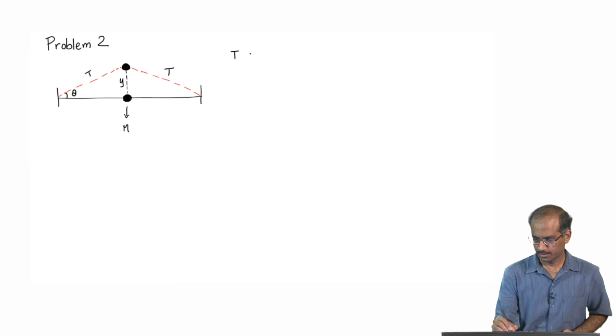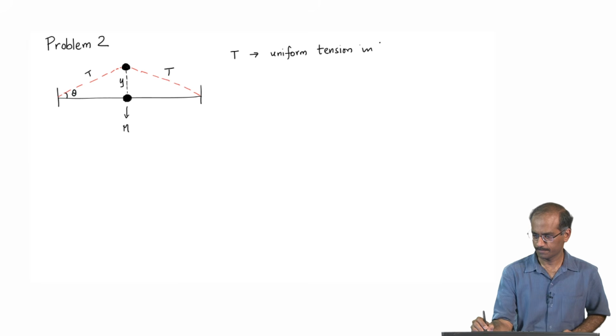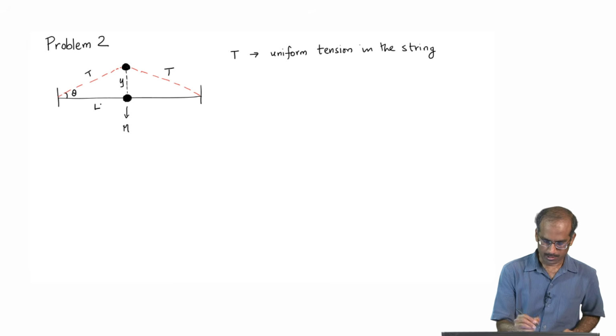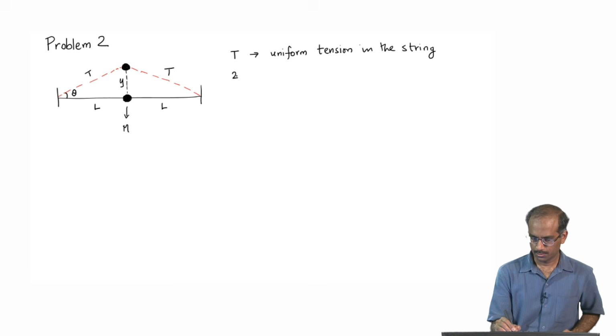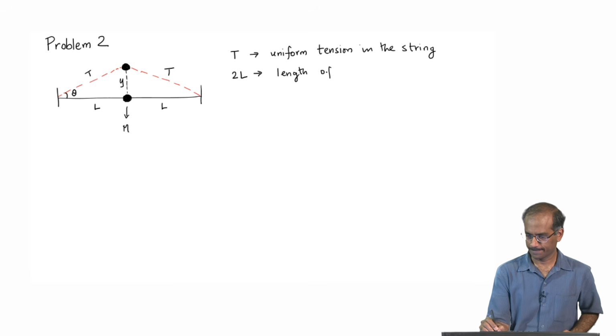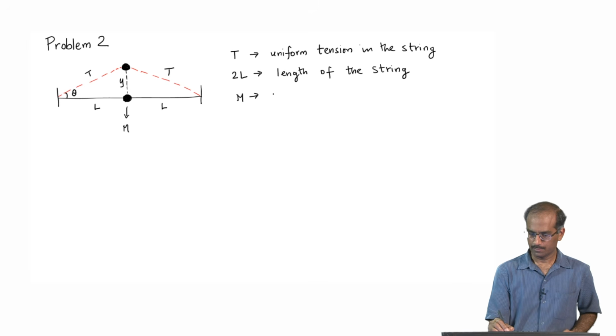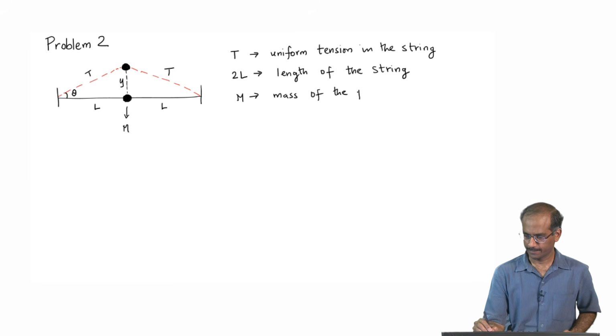So, T is the uniform tension in the string. And we shall also assume that 2L is the entire length of the string. And m of course is the mass of the particle.